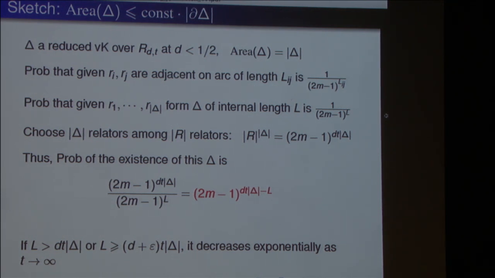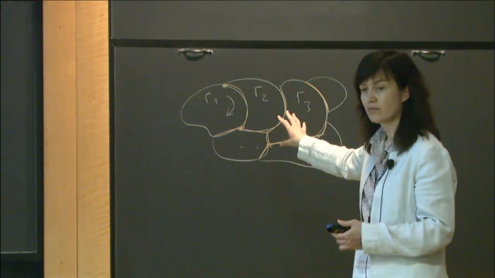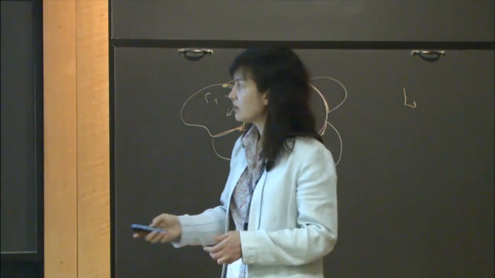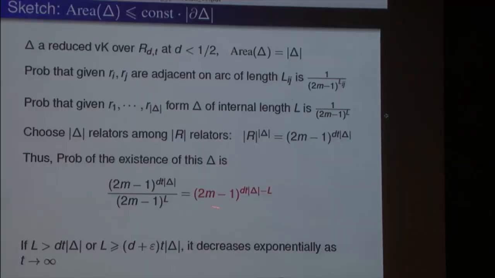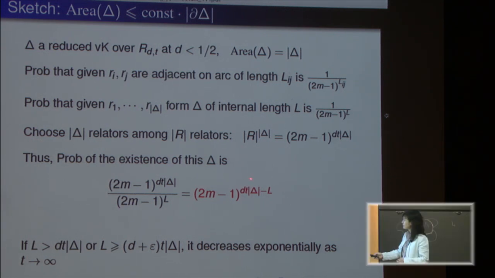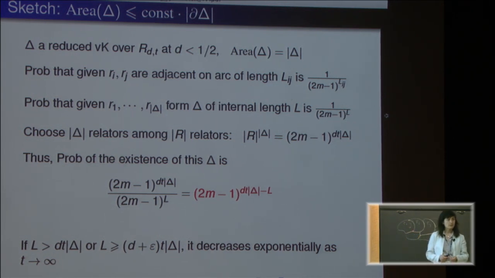And the probability that we can fulfill this diagram, to make this diagram, was estimated like this last time. And here we see immediately that when we have the condition L strictly greater than dt times the number of faces in the diagram, this quantity decreases exponentially when t goes to infinity, right? So the probability to fulfill this diagram is exponentially small. This is what we did last time.